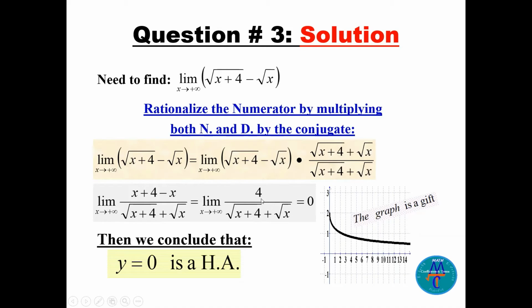So the limit of the function as x goes to plus infinity will be 0. We can conclude that y equals 0 is a horizontal asymptote. Now, just to show you the graph here, the graph will go like this. It will come down to 0. 0 means y equals 0, the x-axis itself. As x goes to plus infinity, the graph will go close to the x-axis, which is the horizontal asymptote.